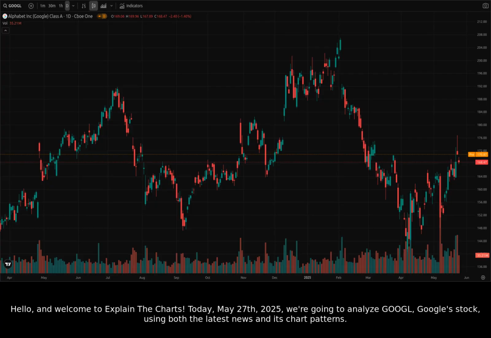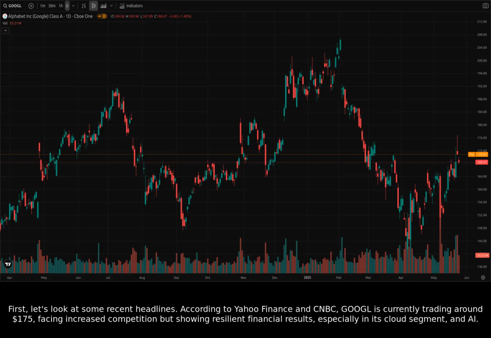Today, May 27th, 2025, we're going to analyze Google's stock, using both the latest news and its chart patterns. First, let's look at some recent headlines.